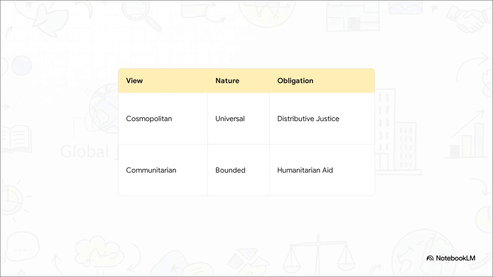Communitarians, like Michael Walzer, push back on this universal idea pretty hard. They argue that justice is inherently tied to a bounded political community with a shared history. Because of that, they say, we don't owe robust distributive justice to strangers across the world. Instead, we only owe them humanitarian assistance during a crisis. It's a very precise, deliberate limitation on global duty.